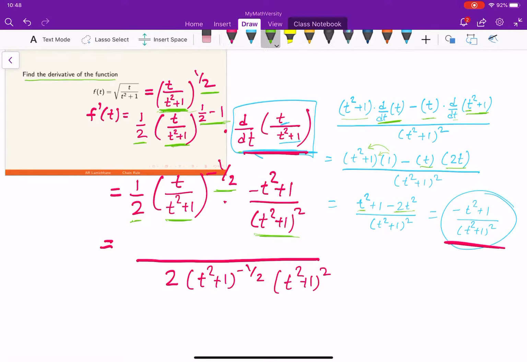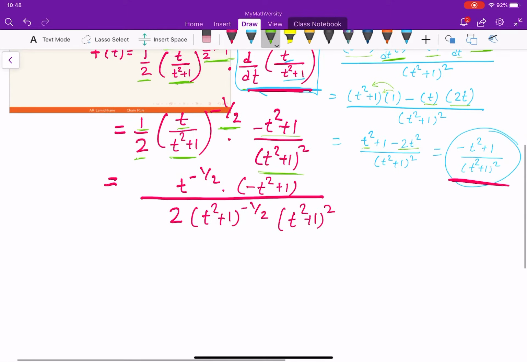So when we do that, we have t to the power negative 1/2 multiplied by 1 will be t to the power negative 1/2, right? So times negative t square plus 1. So that's what we have over here. I'm just multiplying the numerator terms together, and the denominator terms together, whatever terms are on the denominator, whatever terms are on the numerator. So that's what we get.